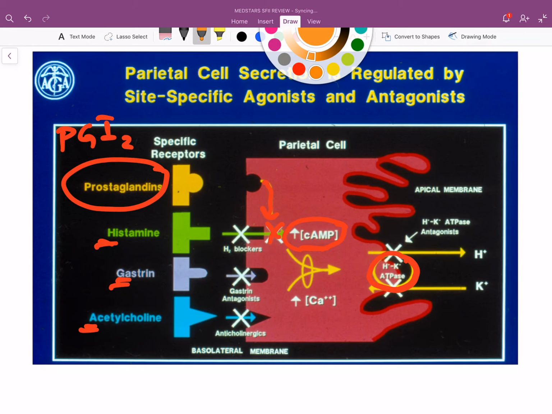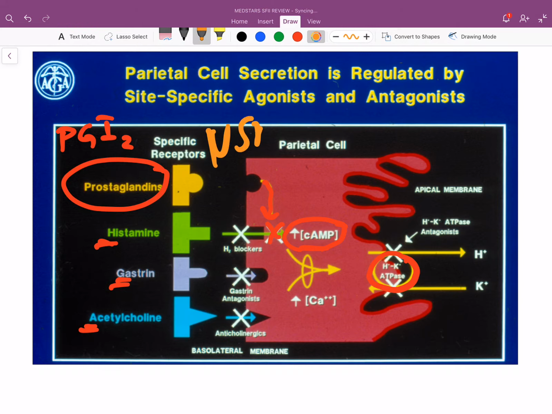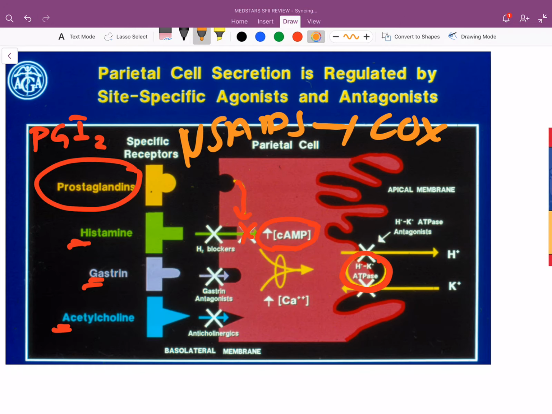That's right, NSAIDs. NSAIDs inhibit the COX pathway, the cyclooxygenase pathway, which is responsible for making your prostaglandins. So if NSAIDs inhibit the COX pathway, you can't make prostaglandins. If you can't make prostaglandins, you can't inhibit histamine. If you can't inhibit histamine, then you get a lot of hydrogen ion secretion.